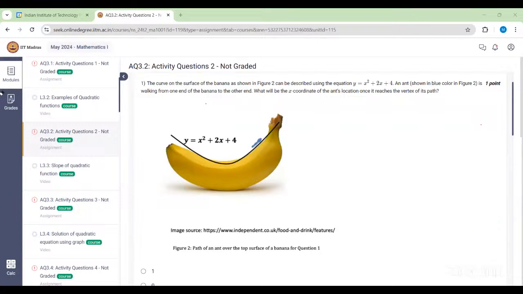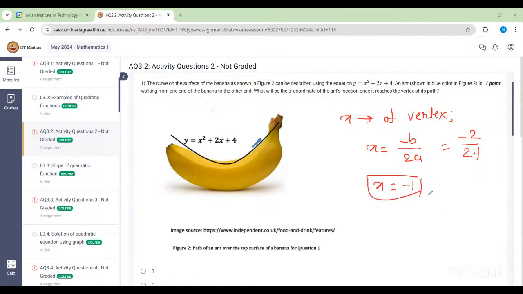You know how you can find the vertex of a parabola. So what is the formula for finding the x coordinate of a vertex? Minus b by 2a is the x coordinate of the vertex. Here it's kind of easy. Minus b is minus 2, divided by 2 into 1, right? Because the value of a is 1. So x equals minus 1. This will be the x coordinate of the vertex.